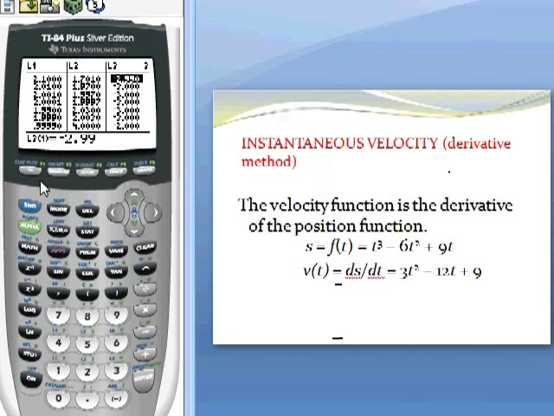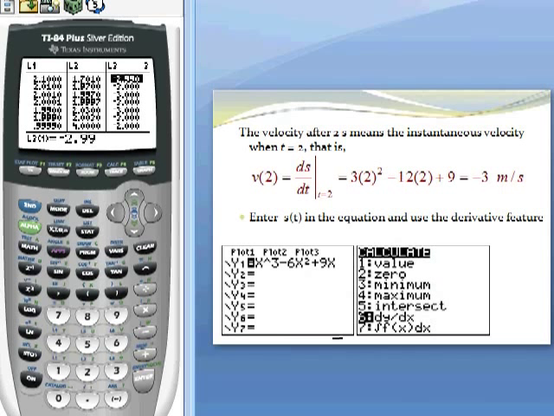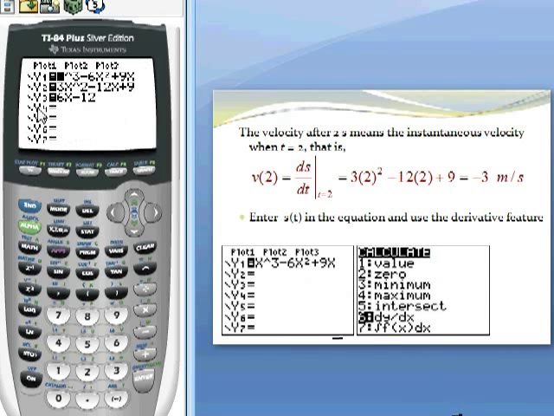Now, I'm going to use the derivative method to find it. You can go and calculate this by hand, the derivative of s, and this gives me 3t squared minus 12t plus 9. You can do it that way, or you can go and use this dy dx feature. So I'm going to do both. I'm going to enter this function x cubed minus 6x squared plus 9x.